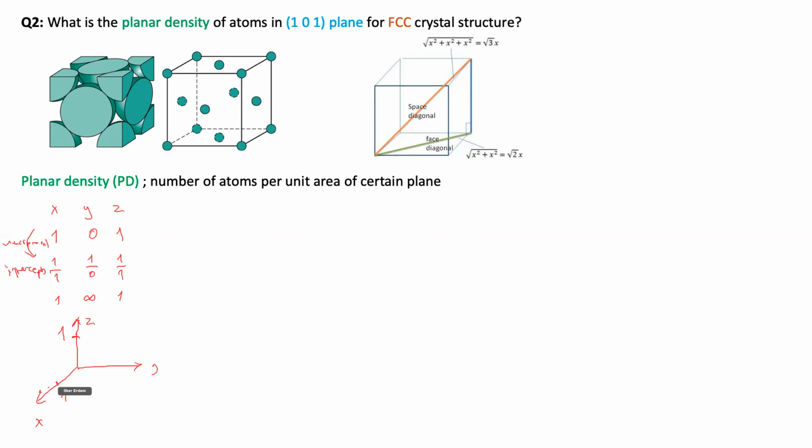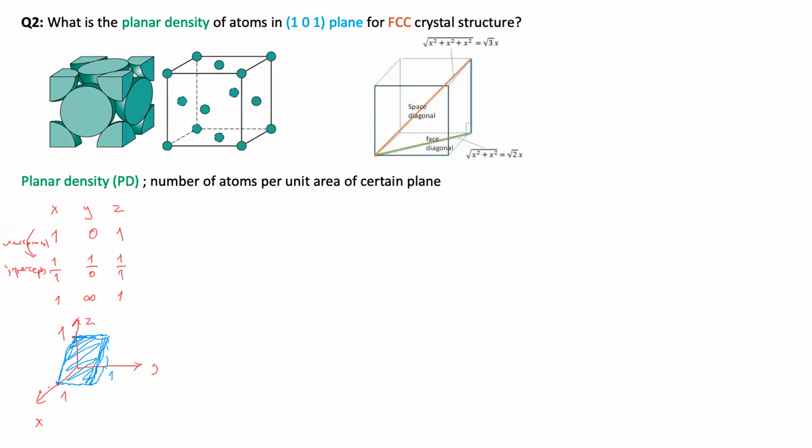I just put them on. And how will I plot the plane? My plane will be intercepting these two axes, but not intercepting y, so it should be parallel to y. So it should be like this. The plane will be this one. Okay, so we found our plane.